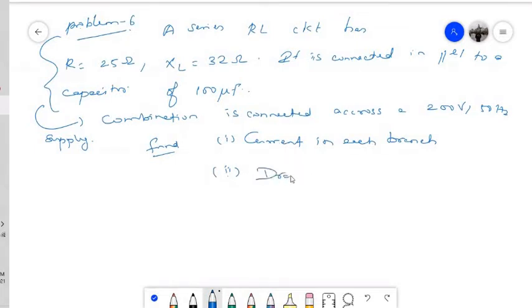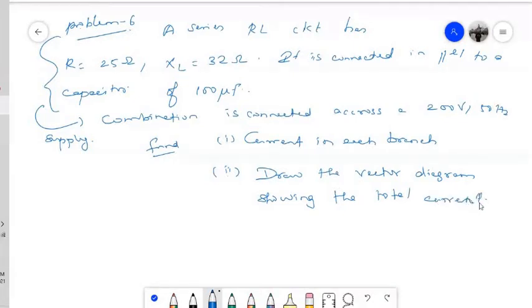Then draw the vector diagram showing the total current. So draw the vector diagram showing the total current. So let us try to solve this.